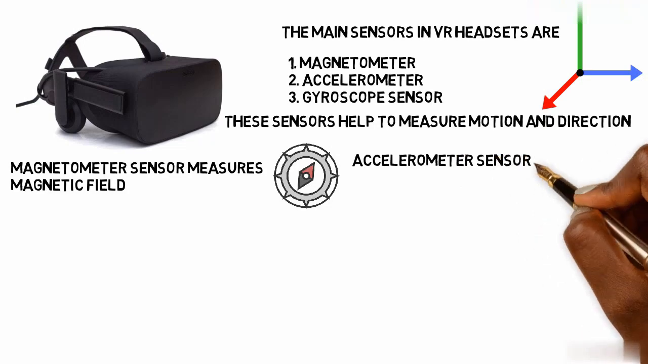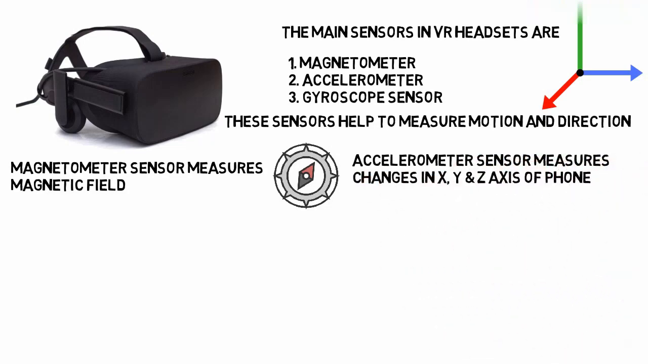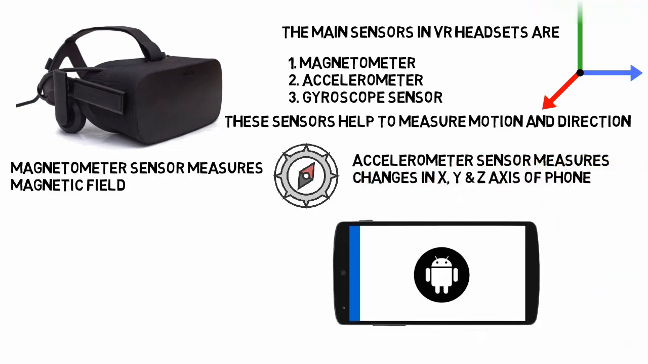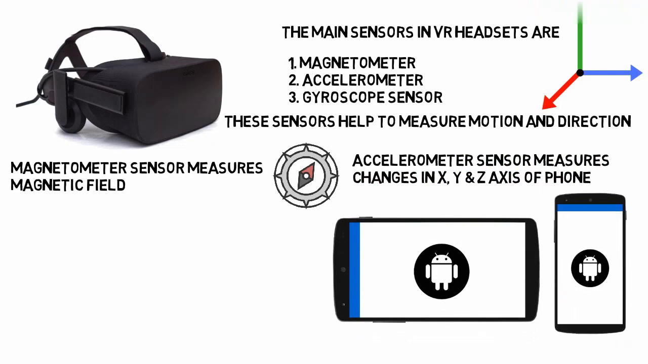An accelerometer sensor basically measures the change in the X, Y, and Z axis of the smartphone. An accelerometer sensor is used to detect whether your smartphone is in landscape mode or in portrait mode. For experiencing virtual reality, your smartphone should always be in landscape mode.